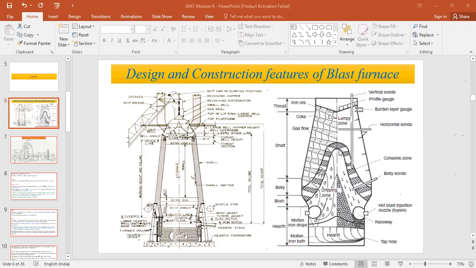And then below the cohesive zone, you have a dripping zone, where the liquid products formed in the cohesive zone basically trickle down through the bed of solids. That is called the dripping zone. And then finally, this product comes and settles down in the hearth part of the furnace.